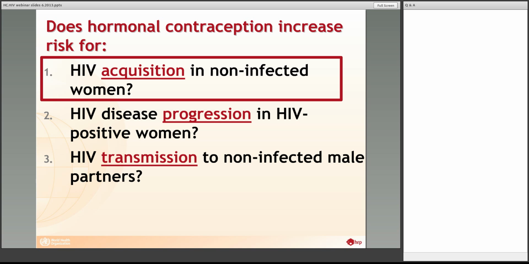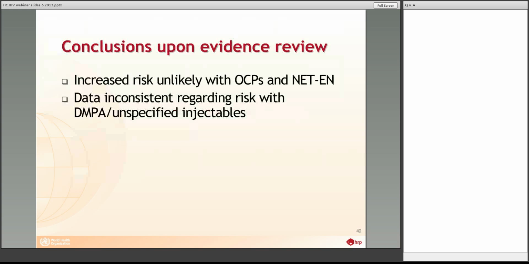Please. So first I'm going to talk about HIV acquisition in women who are HIV negative. Chelsea's already talked about the evidence, but the conclusions that we came to were that an increased risk was unlikely with OCPs, which is oral contraceptive pills, and with NET-N, which is a kind of progestin-only injectable that is similar to DMPA or Depo-Provera, but has some qualities that are different. So we concluded that the increased risk was unlikely with those methods, but concluded that the data was inconsistent regarding a risk with DMPA or unspecified injectables, as Chelsea discussed in the evidence.